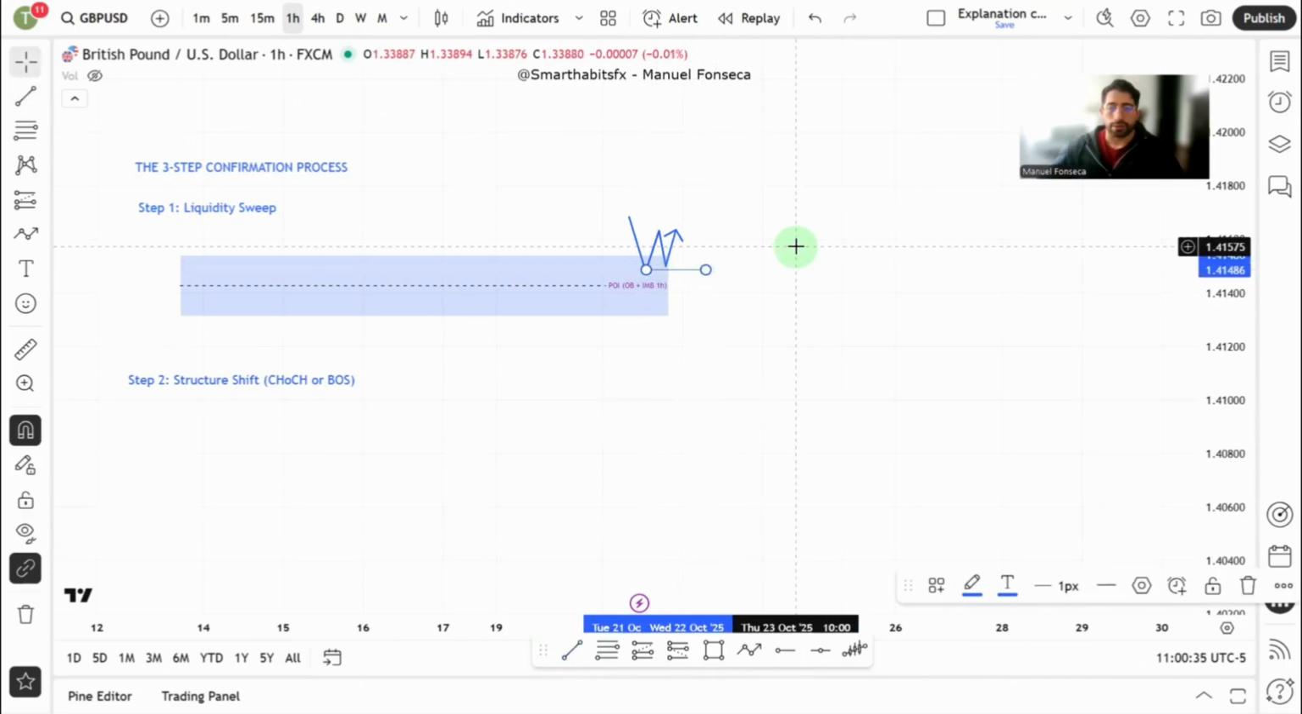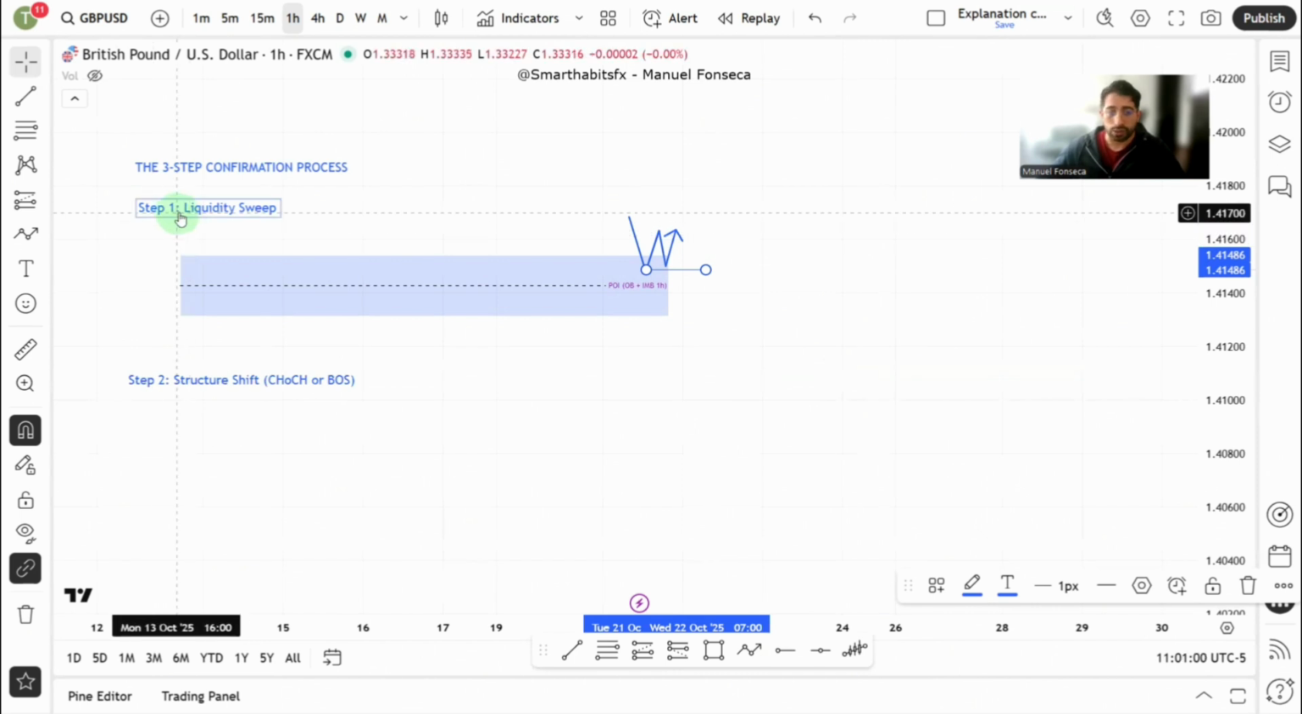Here, most of the traders that are not properly trained, like me at a certain moment of my trading life, start feeling kind of anxiety or FOMO, because once the price gets to this area and starts reacting towards the direction we're expecting, we pull the trigger very easily, right? But we need to be patient, because this is the first step, liquidity sweep.